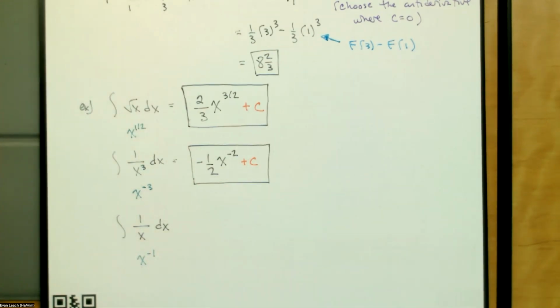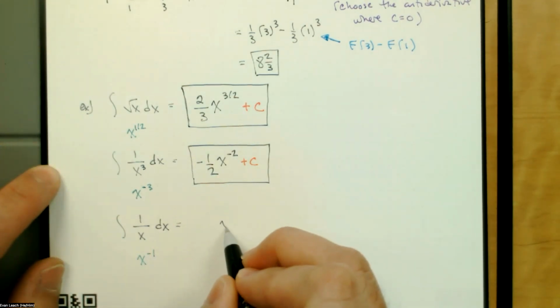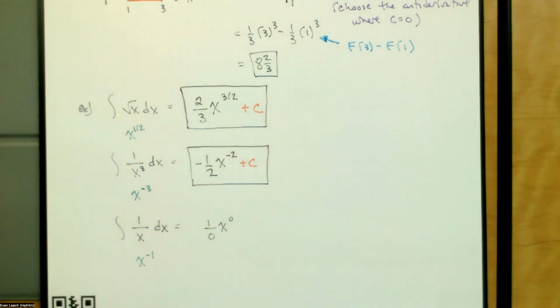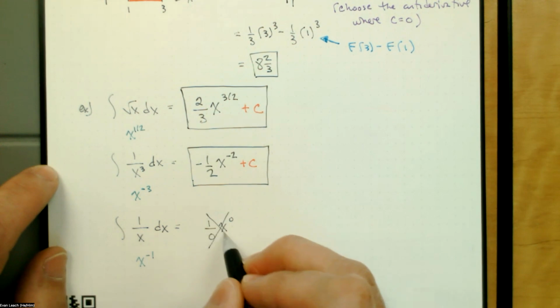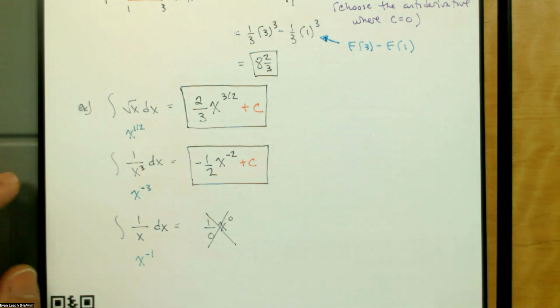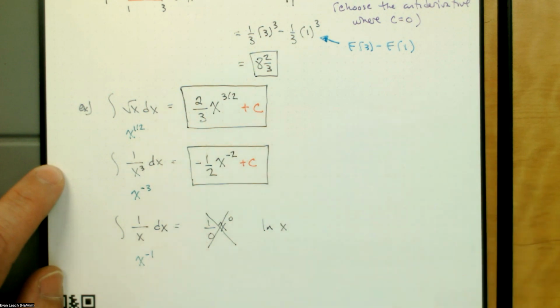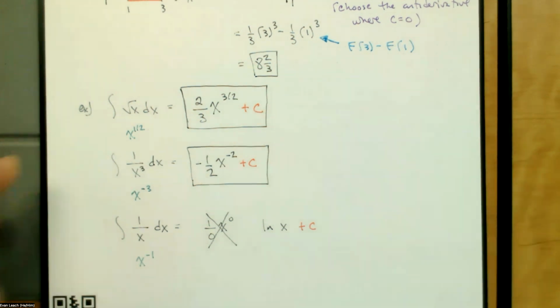So the problem here is that we can't add 1 to the exponent and divide by the new exponent. Don't write this down, because it'd be x to the 0, that's a constant, and 1 divided by 0, that's bad. 1 divided by 0 is undefined. So this is not going to work. But that's okay, because we all remember what function has a derivative of 1 over x. Natural log of x. The derivative of natural log of x is 1 over x. So we have to go natural log of x. And what do we also have to put? We also have to put the plus c.